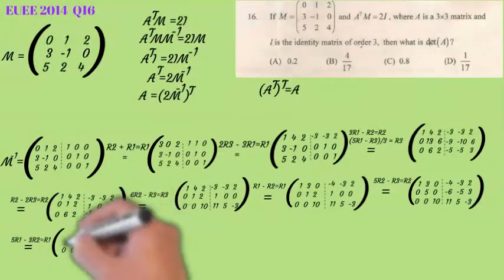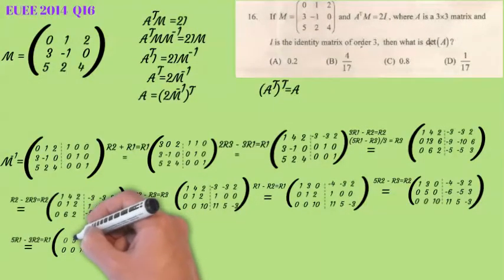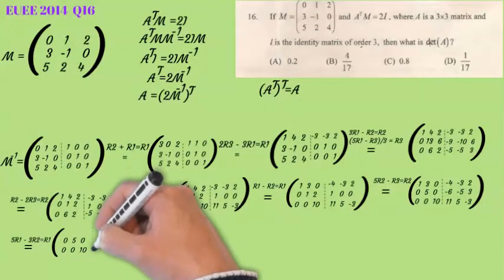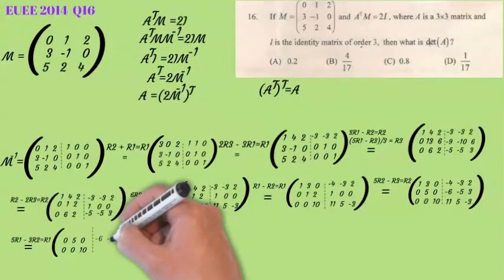3 times row 2 to replace row 1. That means row 2 and 3 there will be no change.